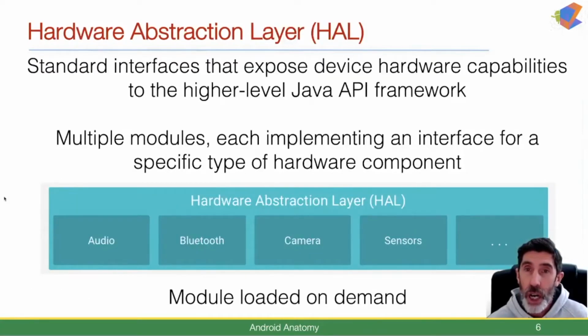Second one there, the hardware abstraction layer, or HAL for short. These are standard interfaces that expose device hardware capabilities to the higher level Java API framework. There are multiple modules, each implementing an interface for a specific type of hardware component, and the modules are loaded on demand. So if you can see it there, again, we would have our audio, our Bluetooth, our camera, the different sensors, the Wi-Fi stuff will be in there as well. Your network provider, whoever you're dealing with for your service, would all be built into that particular layer.